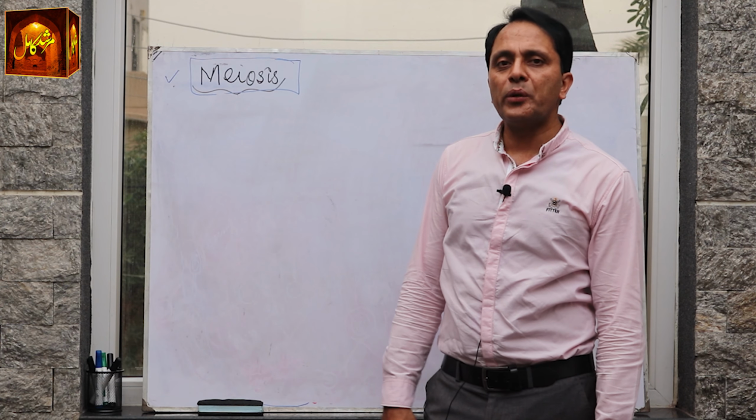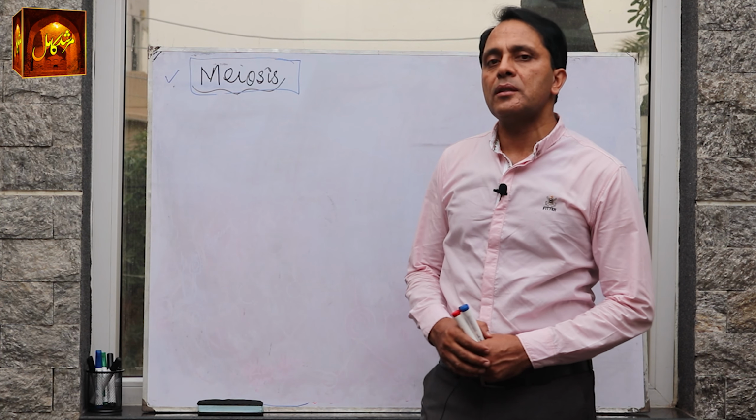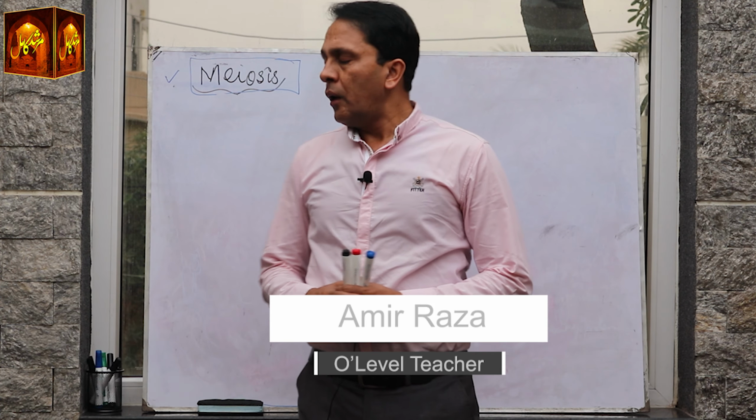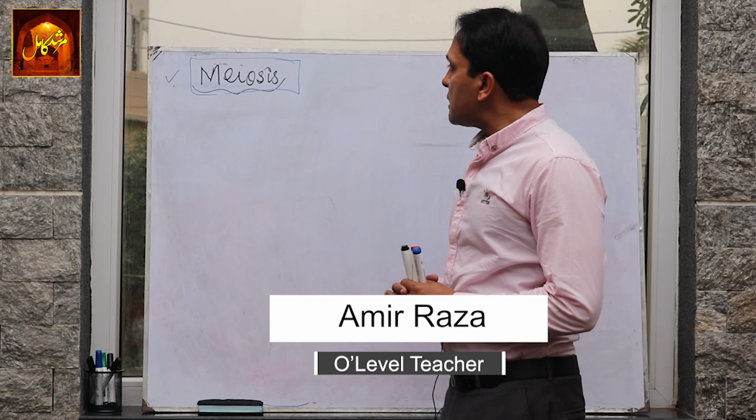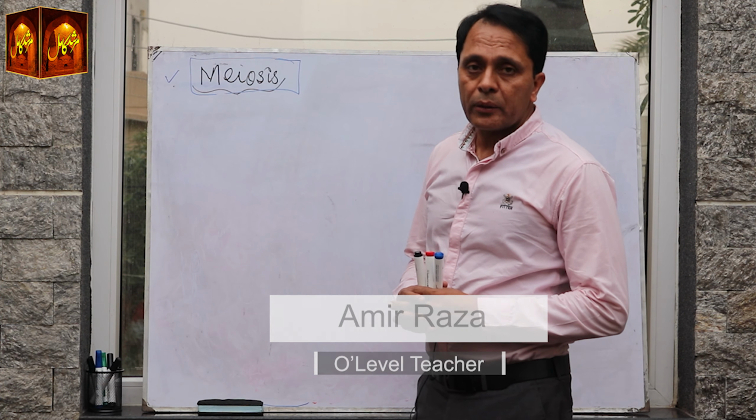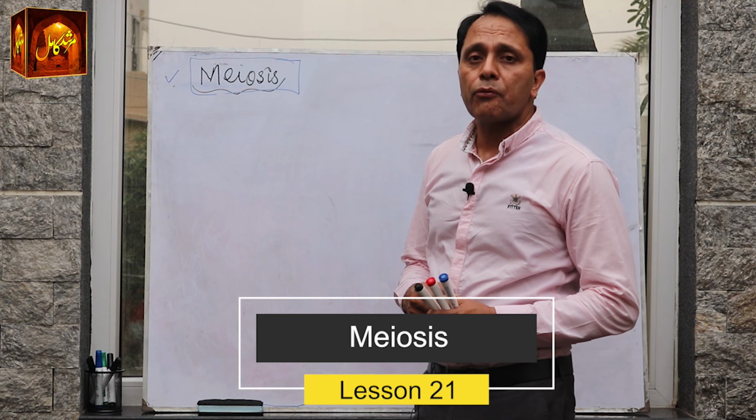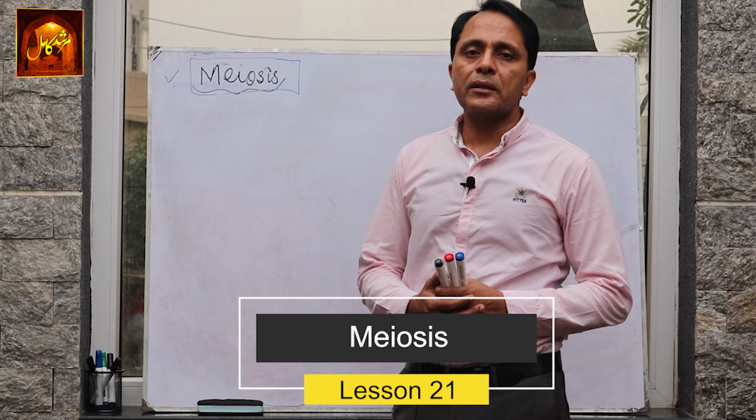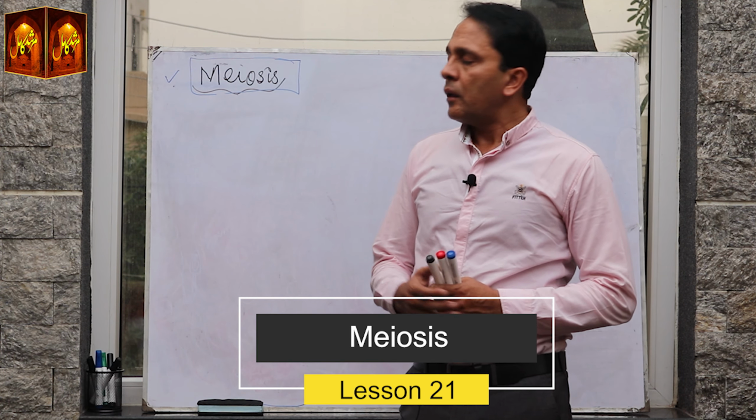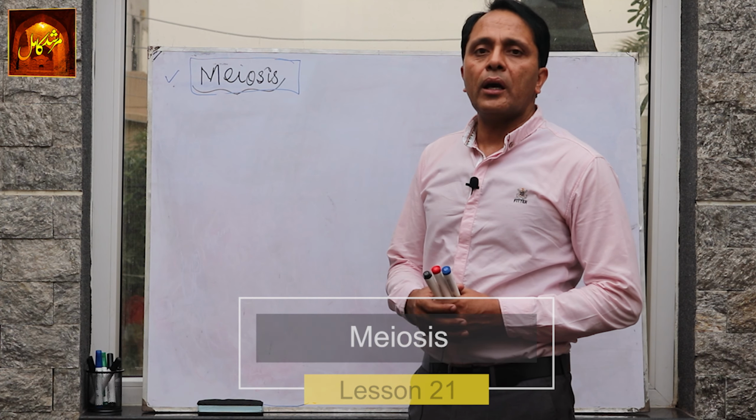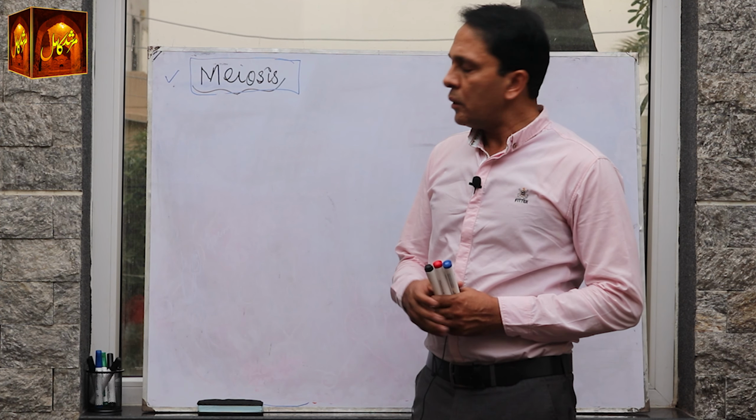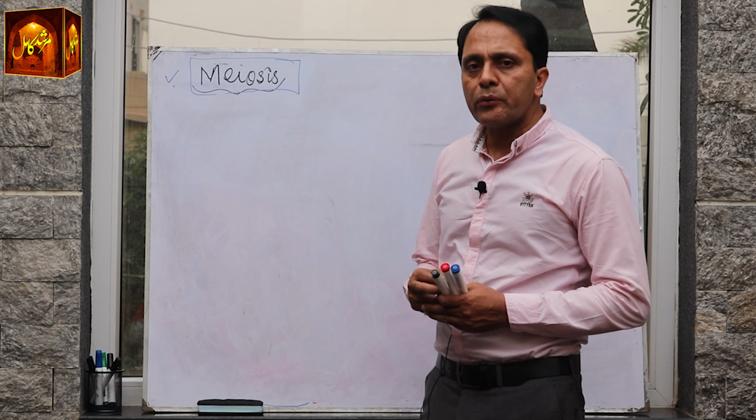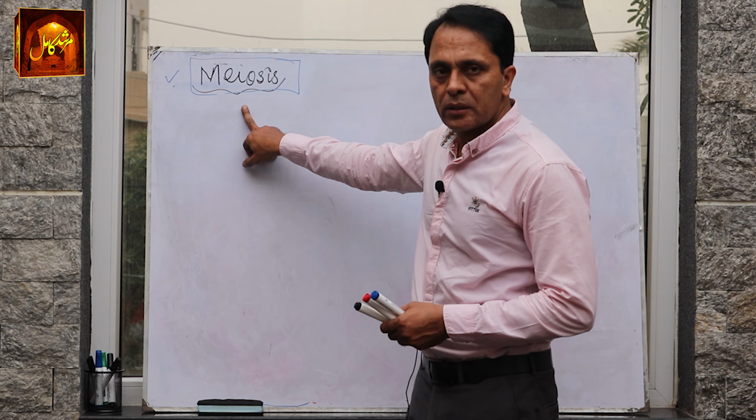In our previous lesson we discussed the process of gametogenesis, and I told you how the gametes actually form, what is spermatogenesis, what is oogenesis, how the egg and sperms are formed, and what is the difference between a primordial cell, that is a diploid cell, and how it is changed into a haploid cell. So the whole process we have to discuss in meiosis.